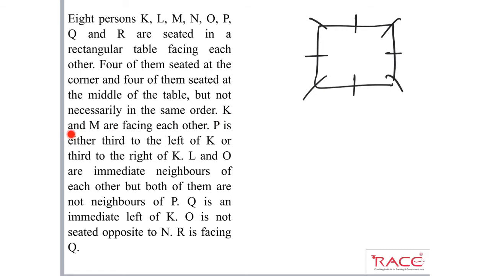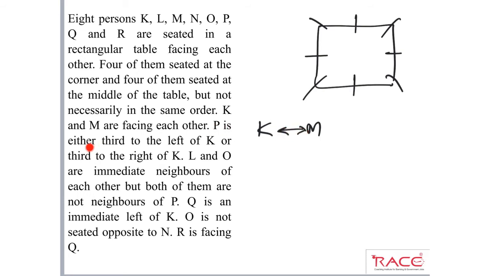So first statement, K and M are facing each other. Again, indirect information. K facing M. So whenever this type of information is given, you will mention it like this. K and M, they are facing each other with these opposite arrows.